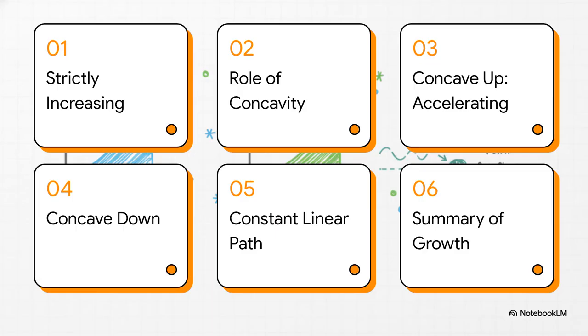Okay, let's dive right into this. Here's our roadmap. First, we're defining strictly increasing functions. Then, we'll look at the role of concavity before breaking down three specific scenarios: accelerating, decelerating, and maintaining a constant linear path. And finally, we'll wrap it all up with a quick summary.